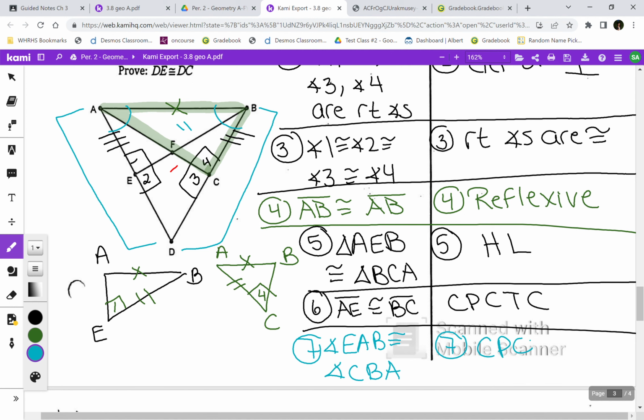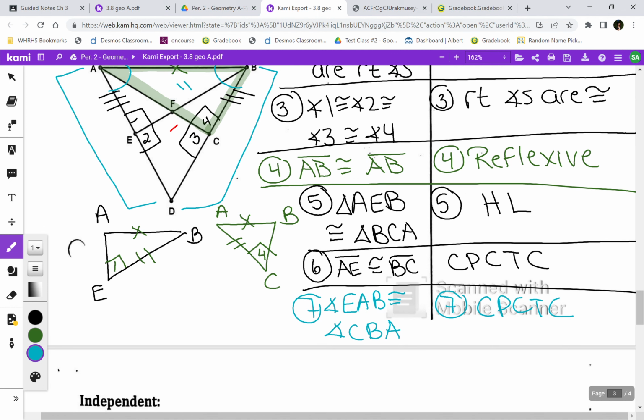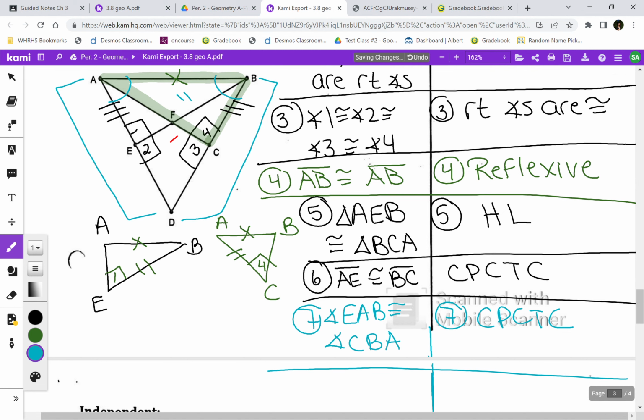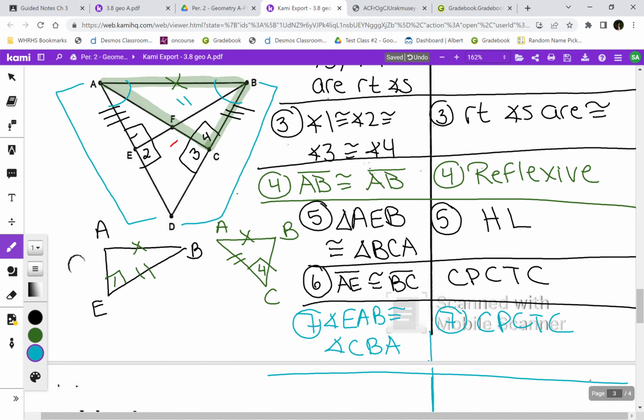CPCTC. I could have put that in the same step as number 6. Yeah, you can put it in the same step. I don't know why I did that, but it's okay. So now, the reason I did this, does everybody see the upside down triangle ABD? Aren't those the base angles in that big triangle? If the base angles are congruent, are the sides congruent? Yes. Yeah, the legs are congruent.